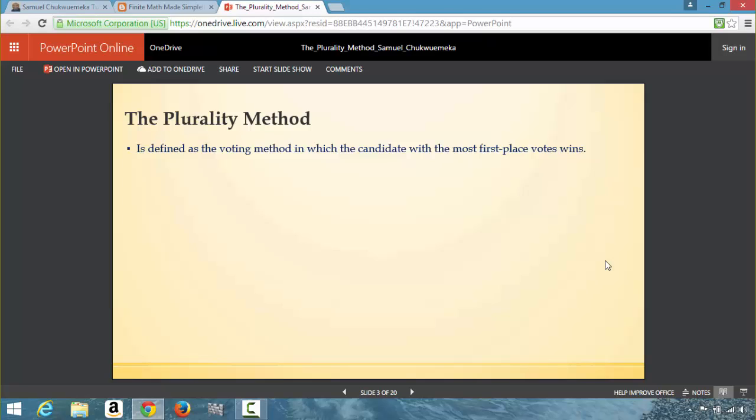But the plurality method only looks at the candidate with the most first place votes, not necessarily the majority candidate. I can ask you this on the test: all majority candidates have the most first place votes, but not all candidates with the most first place votes are majority candidates. Explain. You can use a real life example to explain it.